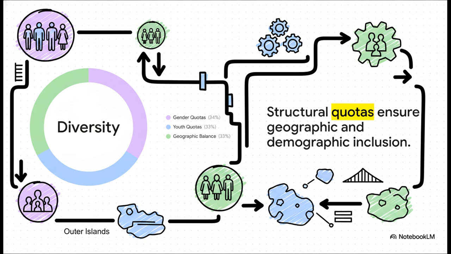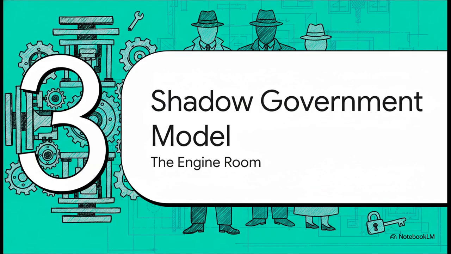By mandating gender quotas, youth quotas, and geographic balance, the architecture structurally guarantees that outer islands, women, and young people are never sidelined in the democratic process. It's built right in. Next up is Section 3, the shadow government model, the engine room.